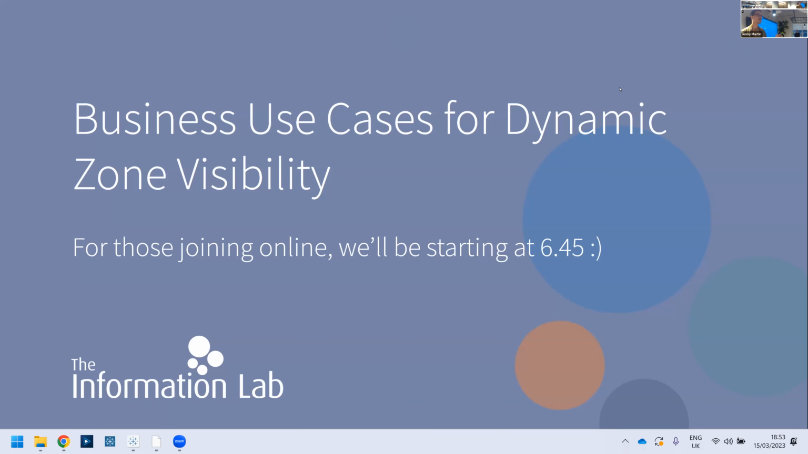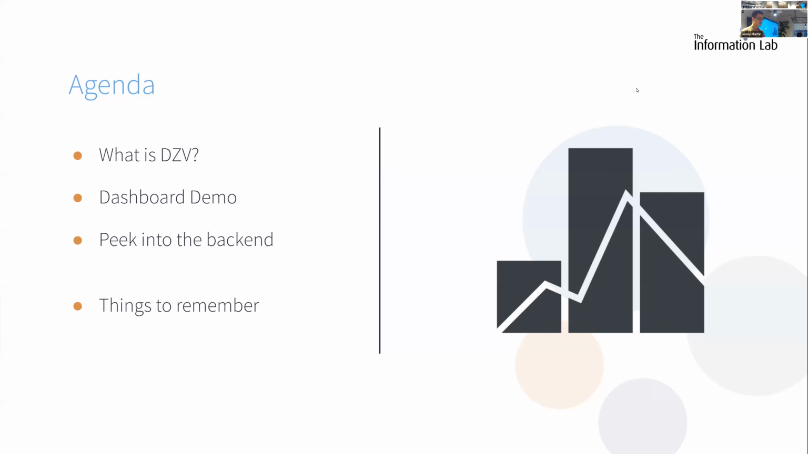So I'm going to be talking about a couple of business use cases for dynamic zone visibility, a relatively new Tableau feature. Today we're going to be talking about what is dynamic zone visibility. We'll do a quick dashboard demo that has a couple of different use cases for what I call DZV. We're going to see how it actually works in the back end of the dashboard to get those different features to work. And we'll talk about a couple of things to remember when we're using some of these new features in Tableau as well.